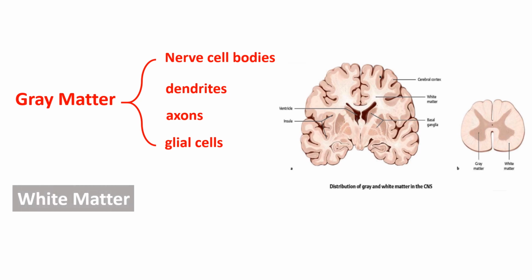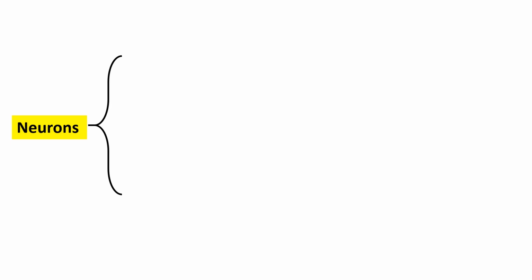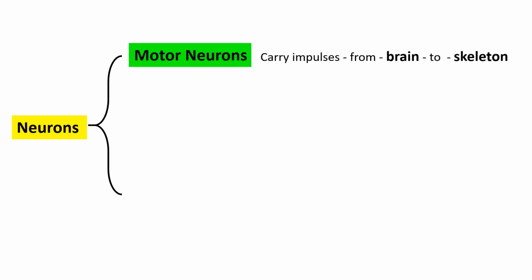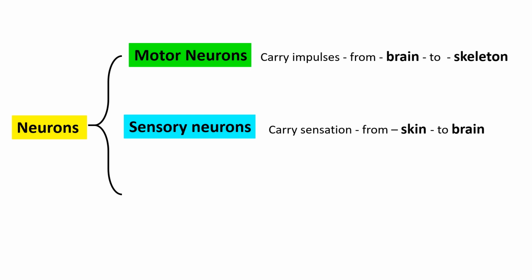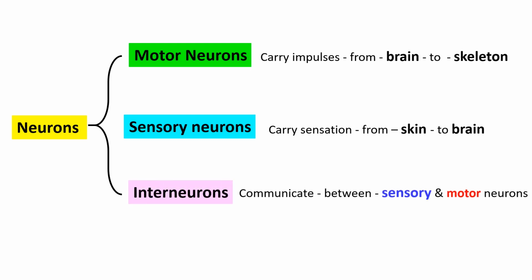Now, what is the white matter? The white matter is made only of axons and glial cells. So there are no cell bodies of neurons in the white matter. Again, neurons are of different types. There are motor neurons, which carry impulses from the brain to skeletal muscles. Sensory neurons carry sensations from the skin to the brain. Interneurons communicate between sensory and motor neurons.